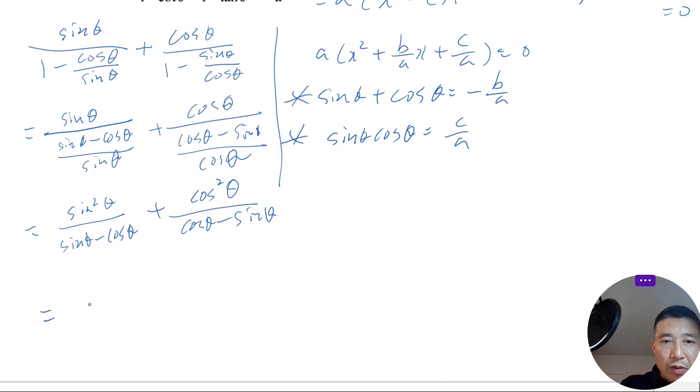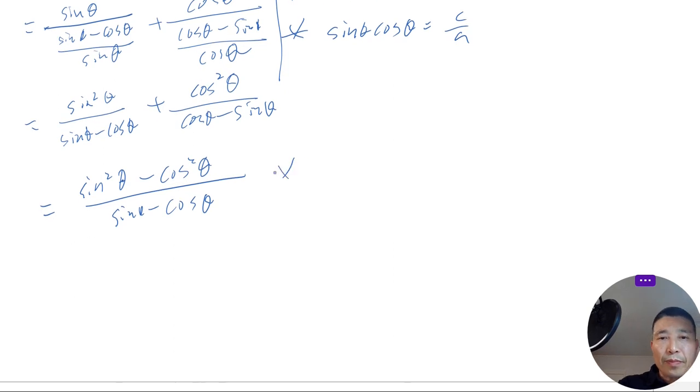So now the common denominator is actually sine theta minus cosine theta, right? If I switch them, I just need a negative sign. So that means a sine squared theta minus cosine squared theta. You know, a squared minus b squared equals what? A plus b, a minus b, isn't it? That's how you factorize it.